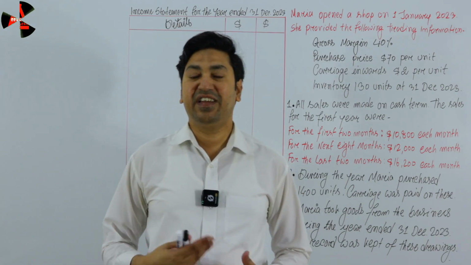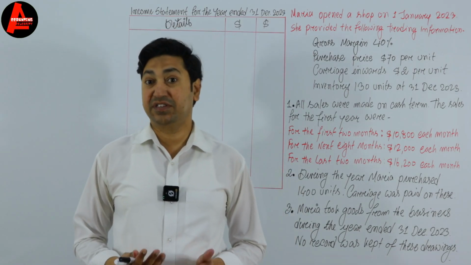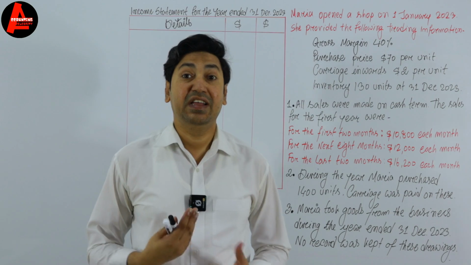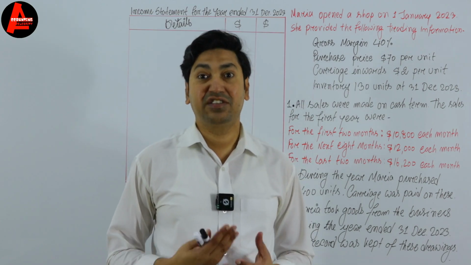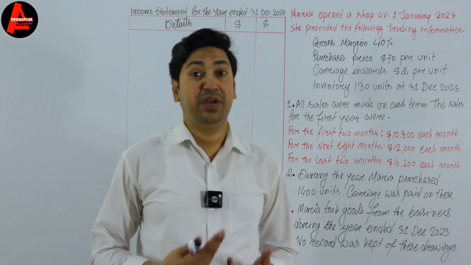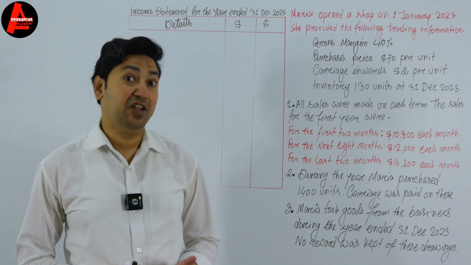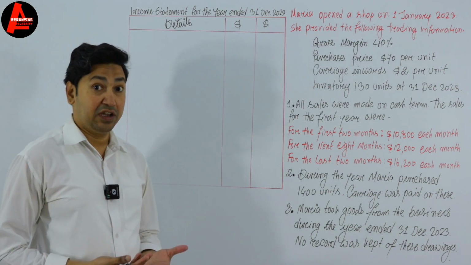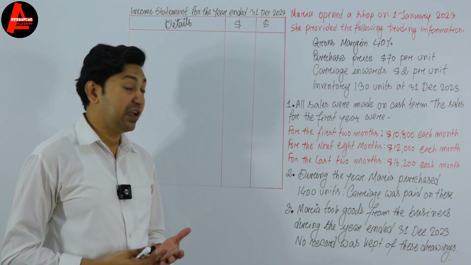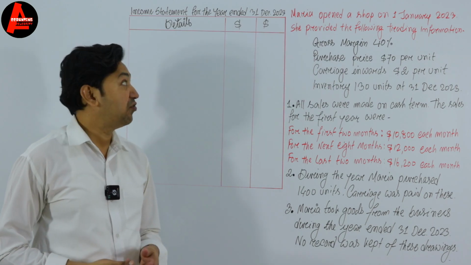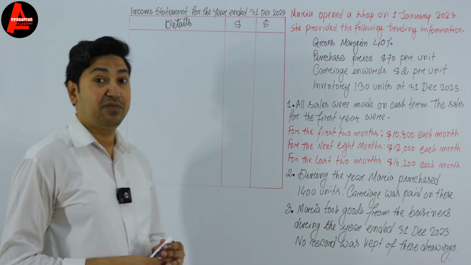Today we will learn the income statement. The first section of the income statement is the trading account section. Here we have many things missing. We need to calculate our closing inventory. We need to calculate revenue. Then we have to prepare this income statement.